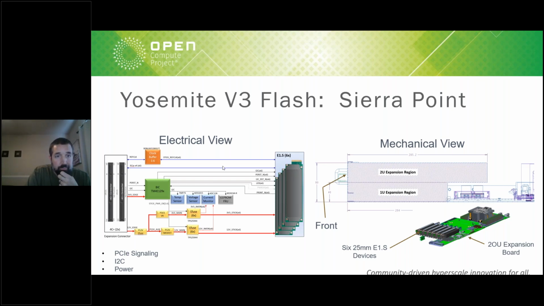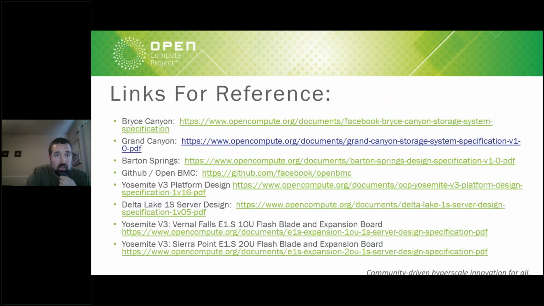Okay. And then here's a reference page with all the relevant information about these designs. The design collateral for the Grand Canyon design, as well as the Barton Springs, should have been released. I think Delta Lake Server, Vernal Falls, and Sierra Point expansion designs were released previously. So do feel free to check out those for any further reading details. There's a lot of good information there.